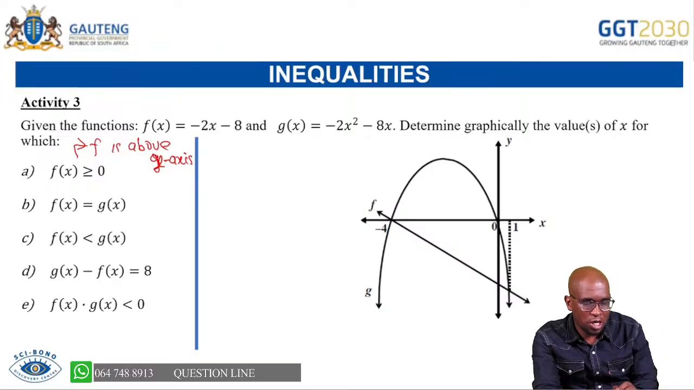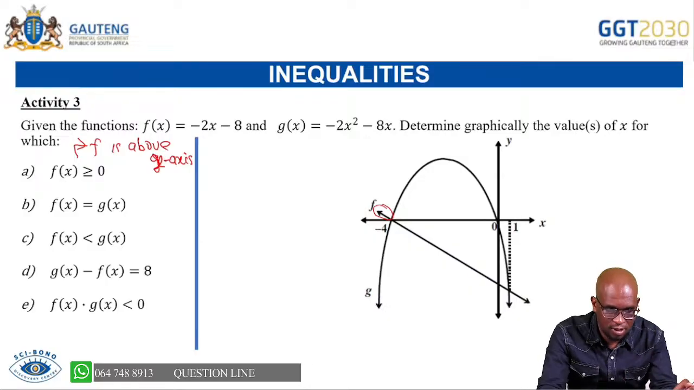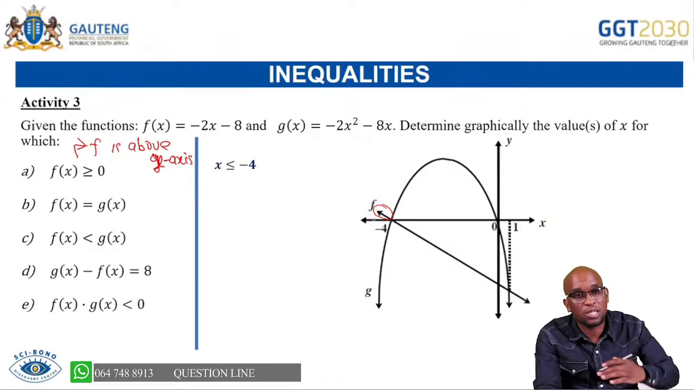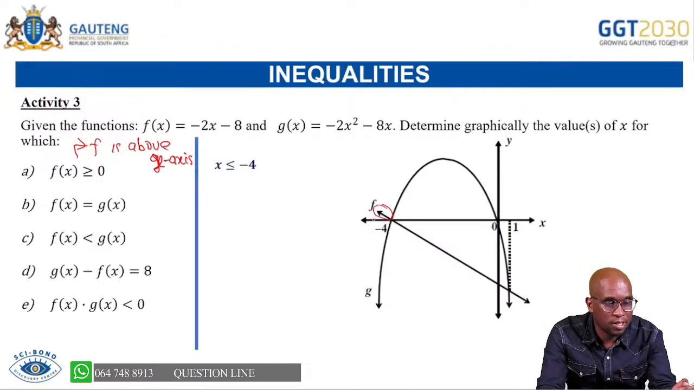Now, when you check the graph of f, you can see that there's a portion here, this particular portion, which is above the x-axis. So we want that. So that would be when x is less than or equal to -4. There we go. It's this side. When x is less than or equal to -4, you can see the graph is above the x-axis.